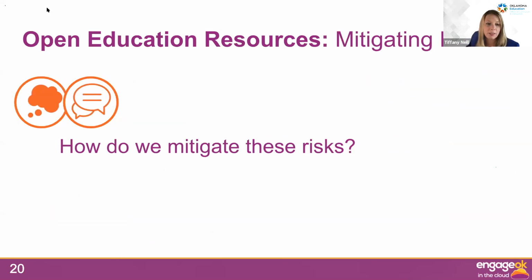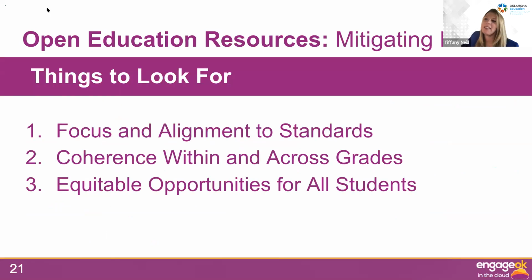So how do we mitigate these risks? We're going to share with you 3 strategies to mitigate these risks, and we're going to walk through some resources that we hope will help you mitigate these risks. So the 3 things we're going to focus on for mitigating the risks associated with using OERs is to focus first on alignment and the focus of the standards.